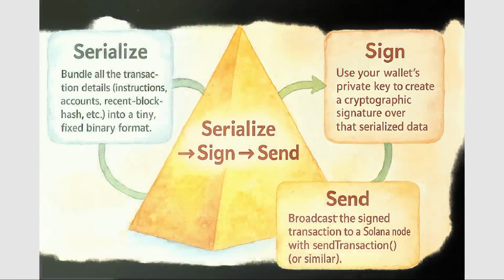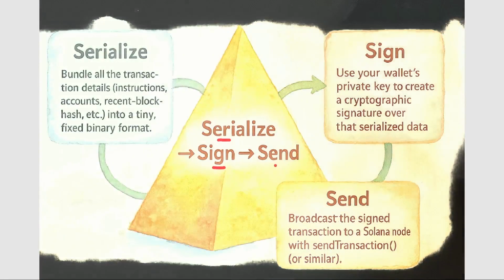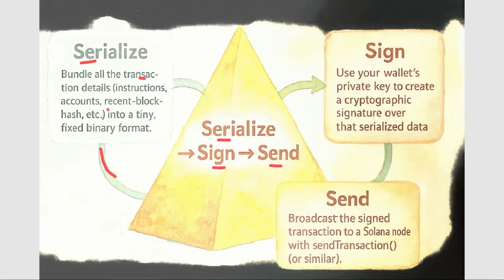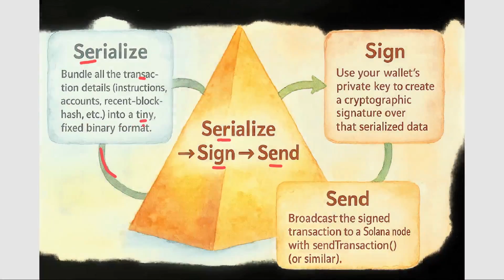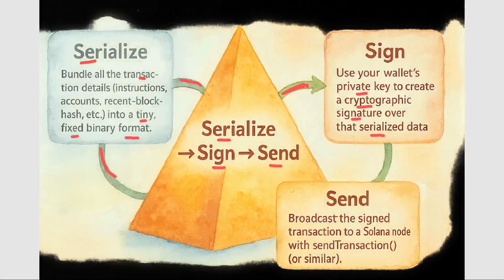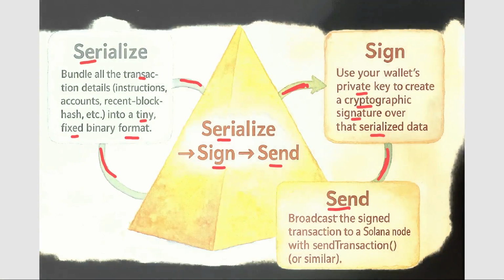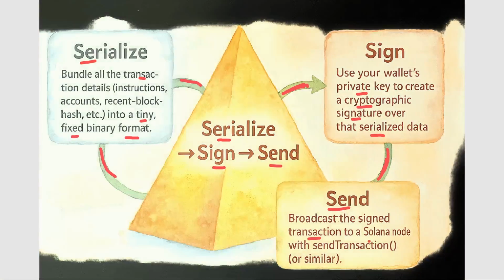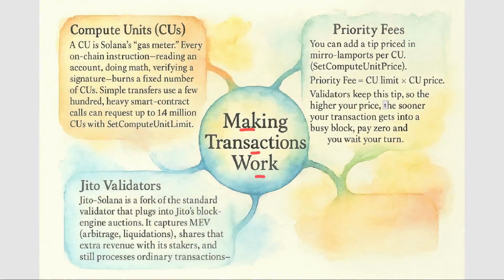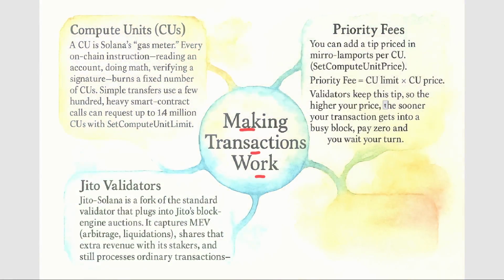How to create a transaction: you first serialize, then you sign the transaction, then you send. First you serialize. So you bundle all the transaction details, instructions, accounts, recent blockhash into a tiny fixed binary format. Then you sign the transaction. So you use your wallet's private key, your cryptographic signature over the serialized data. Then you send the transaction: you broadcast the signed transaction to a Solana node with sendTransaction or similar, okay? So these are the core concepts of making transactions work.